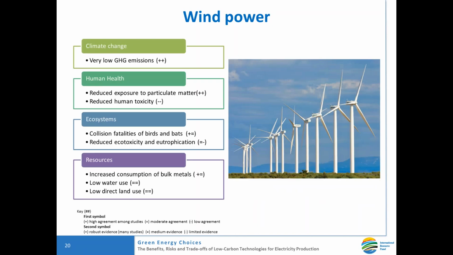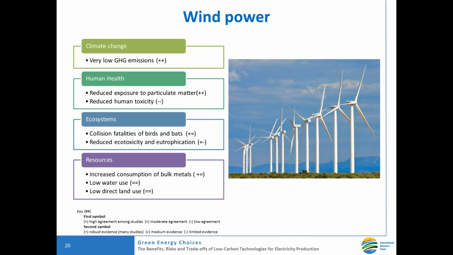So from a life cycle perspective, we have very low greenhouse gas emissions. We have a reduced exposure to particulate matter and human toxicity. We have reduced ecotoxicity and eutrophication. However, what we find is that wind power plants, and this is well demonstrated in the literature, lead to fatalities of birds and bats that collide with the rotors. And so this is an issue that we cannot address within the frame of our life cycle assessment methods, and that is of clear ecological concern.